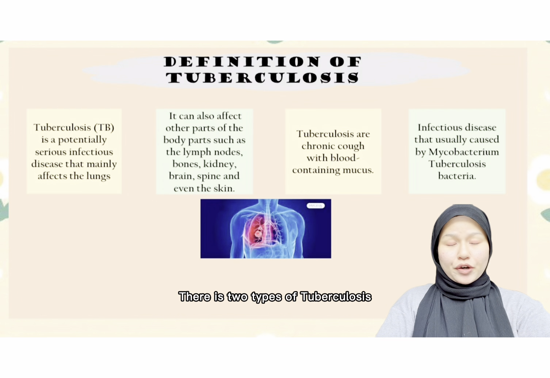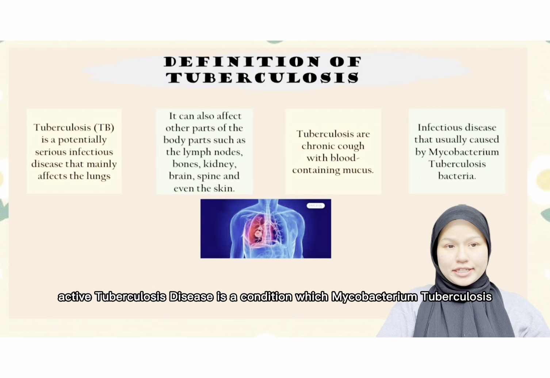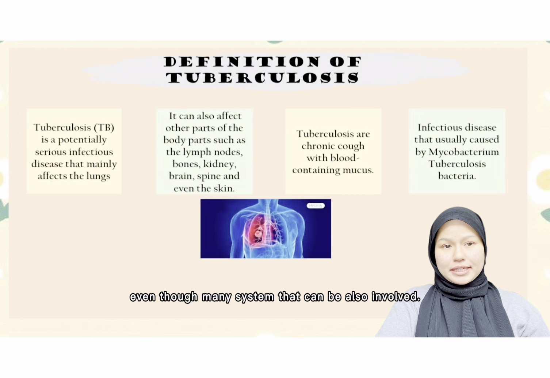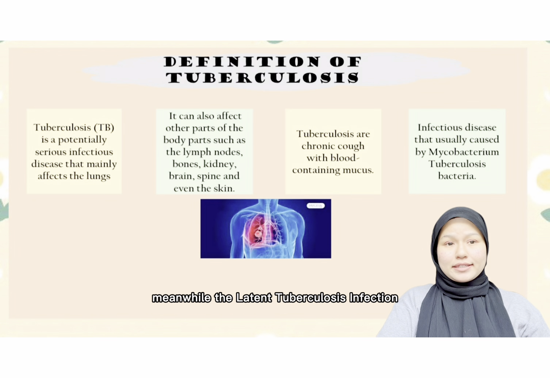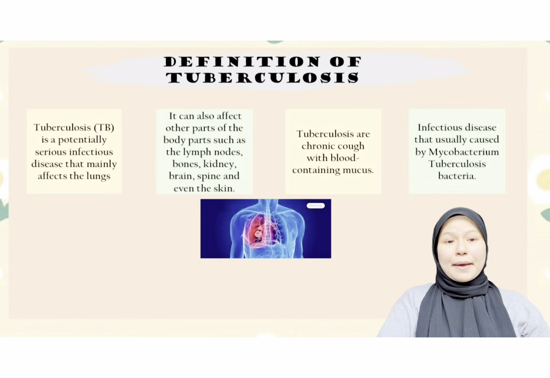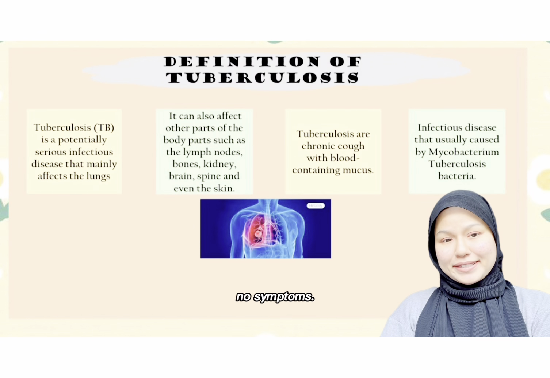There are two types of tuberculosis, which are active tuberculosis disease and latent tuberculosis infection. Active tuberculosis disease is a condition in which Mycobacterium tuberculosis causes infection typically in the lungs, even though many systems can also be involved. Meanwhile, latent tuberculosis infection is the condition in which tuberculosis bacteria can live in the body without making you sick. People with latent tuberculosis infection have no symptoms.